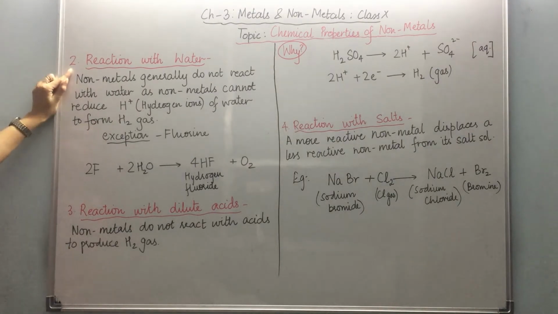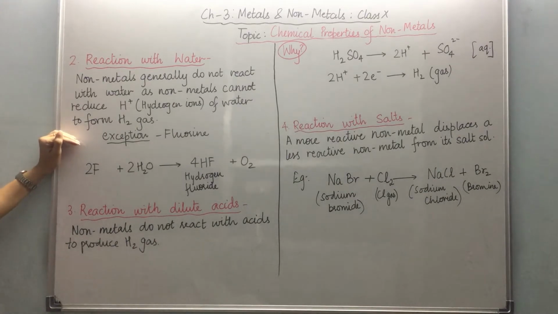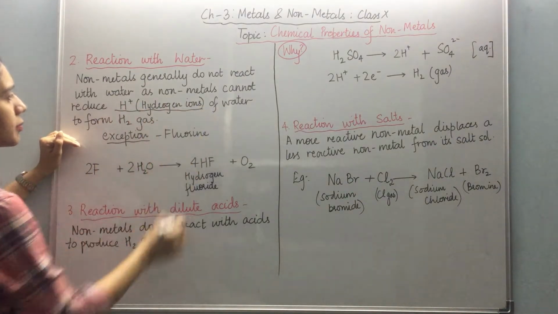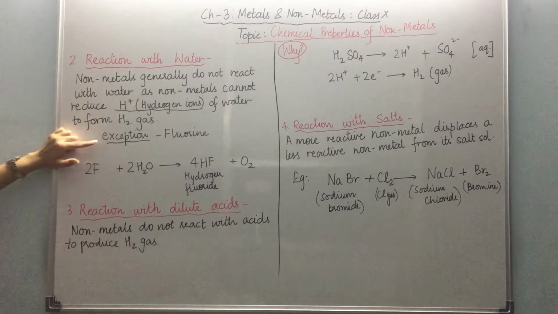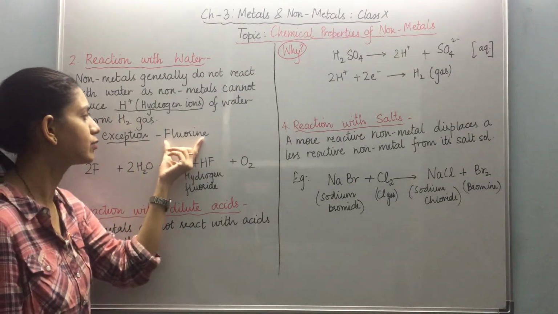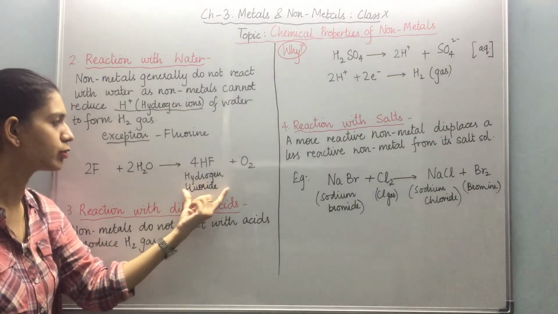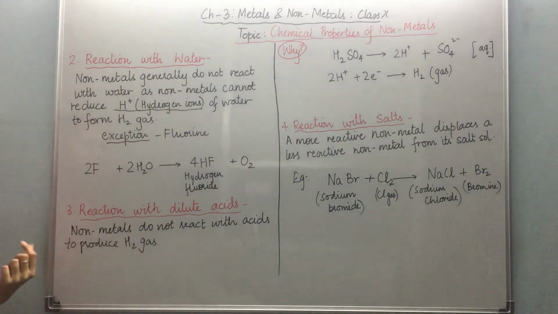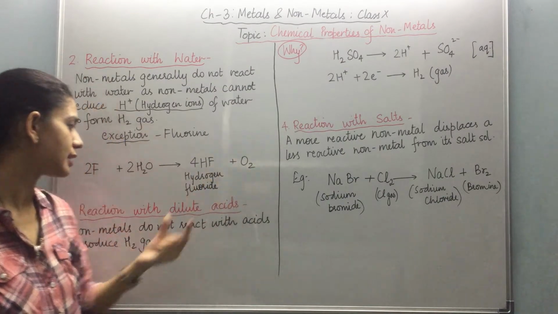The second property is the reaction of nonmetals with water. Nonmetals generally do not react with water, as nonmetals cannot reduce the hydrogen ions present in water to form hydrogen gas. Although there is an exception, fluorine, which is a highly reactive nonmetal. It combines with water to form hydrogen fluoride and oxygen is released. Sometimes it combines with water to form ozone as well.